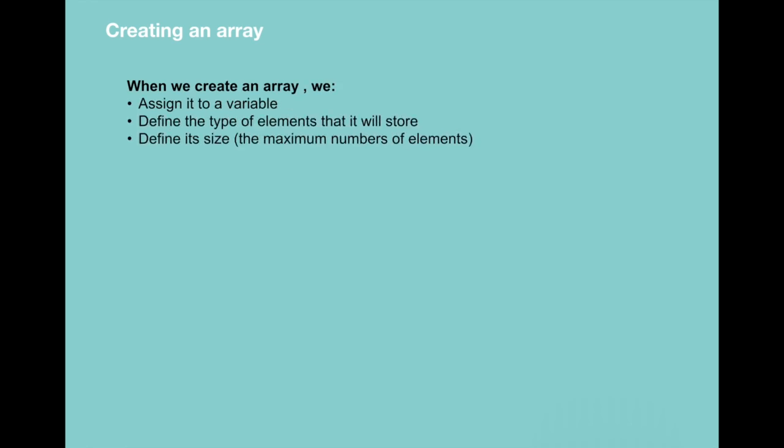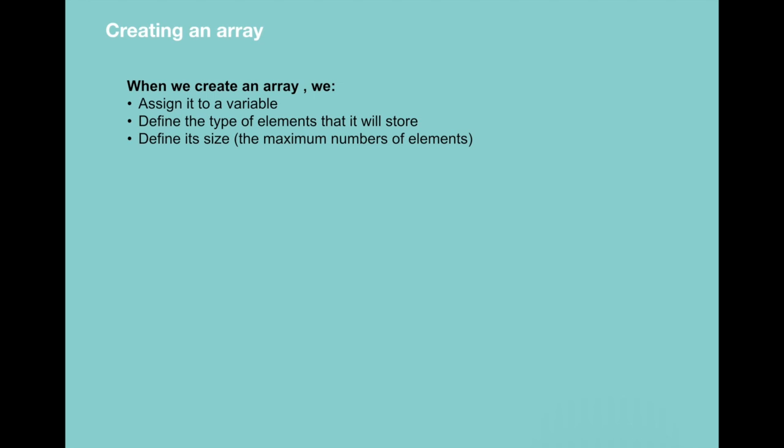Hi there. In the last video, we looked at how different types of arrays are represented in memory. In this video, we will look at how to create an array using the Python programming language. Before continuing to write code in Visual Studio Code, let's see how we can create an array. What are the steps to create an array? When we create an array, we have 3 steps in most programming languages. First, we assign it to a variable, then define the type of elements that it will store, and define its size.